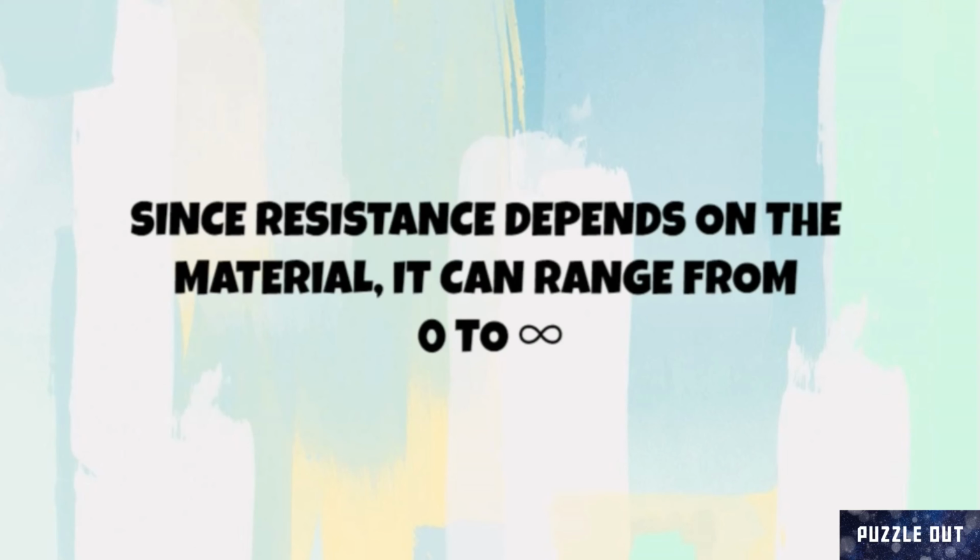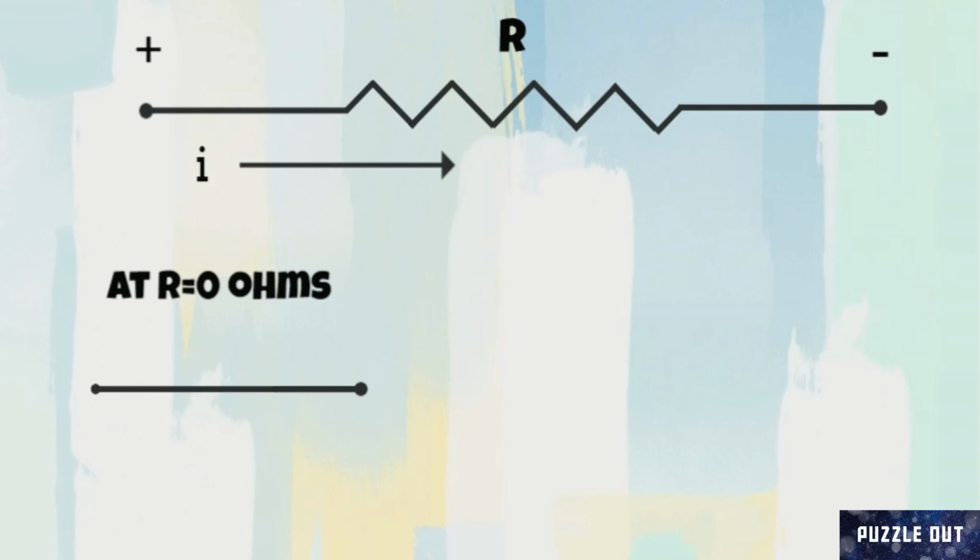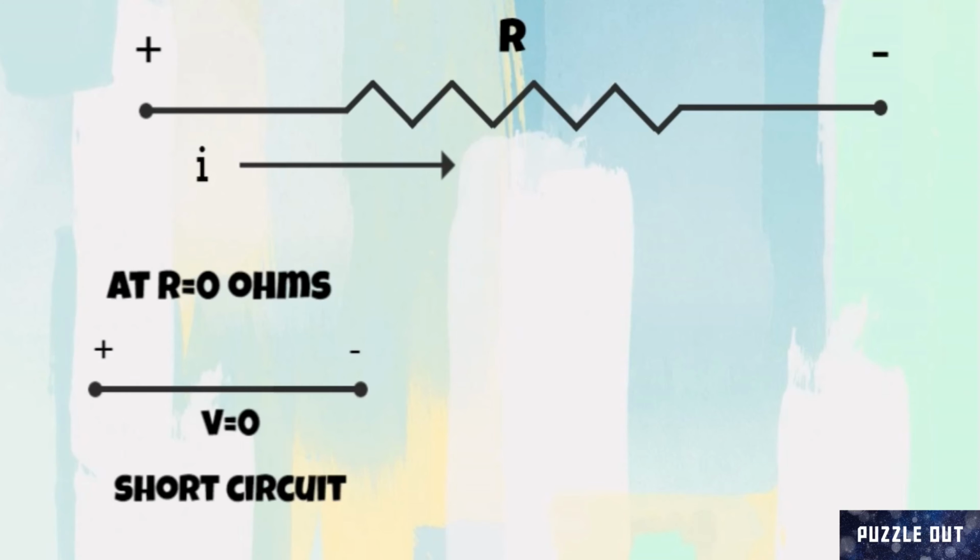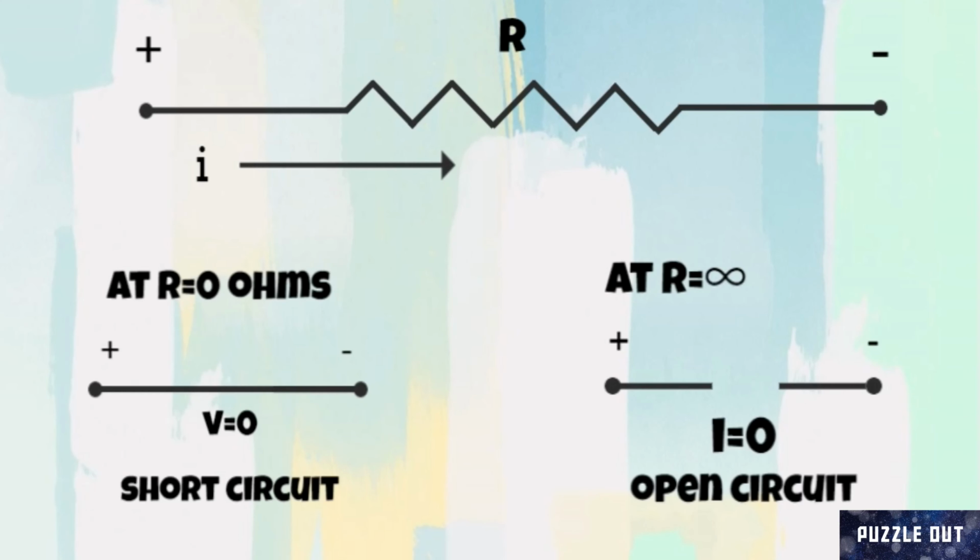Now let us consider the two extreme cases and look at the behavior in such situations. Consider a resistor of resistance R and a current I flowing through it. At 0 ohms, the voltage is 0, hence it is short circuited. Similarly, at R equals infinity, the current becomes 0 and it is open circuited.